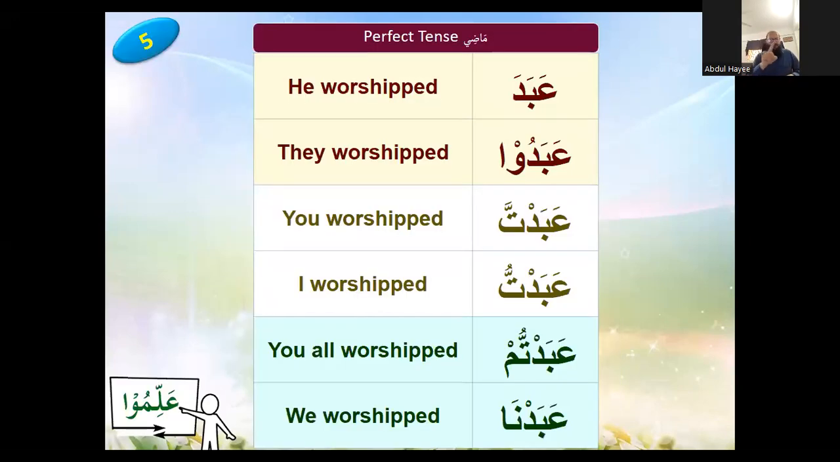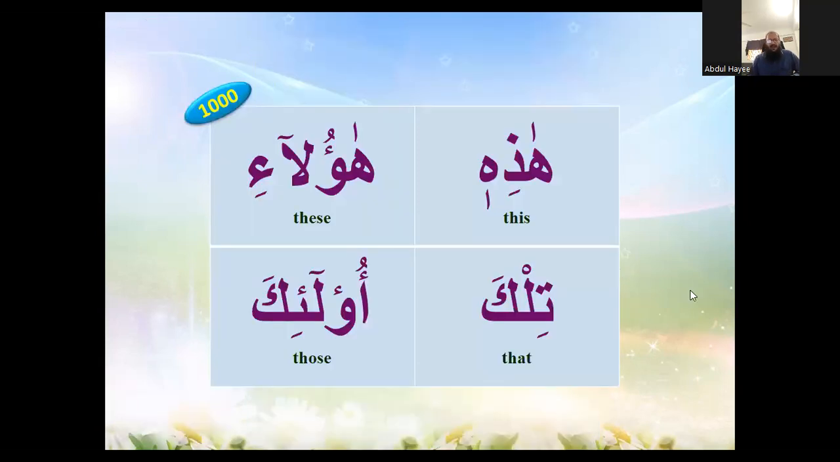Now abada, he worshipped. Abadu, they worshipped. Abadta, you worshipped. Abadtu, I worshipped. Abadtum, you all worshipped. Abadna, we worshipped. Abadat, she worshipped. See here, the only difference is that we don't pronounce this dot. We say abadat; the dal sound goes directly to ta. Abadtu, abadtu. And hazihi is for the feminine.